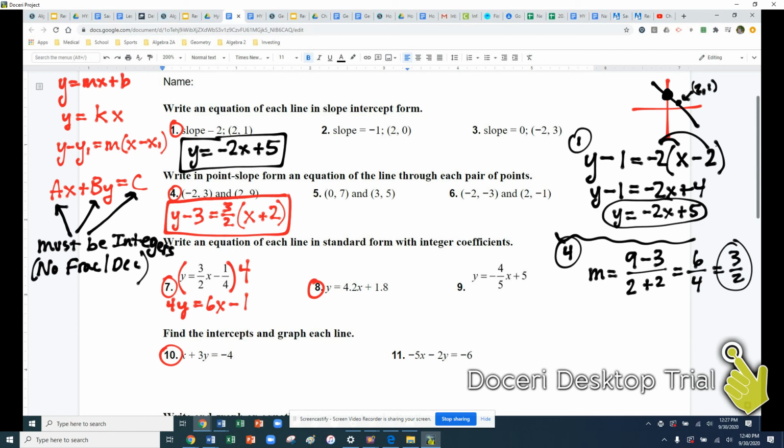And how am I doing? Do I have any fractions or decimals left? Nothing. So now I'm good to go.